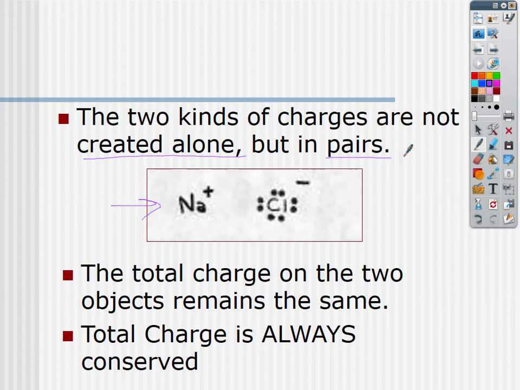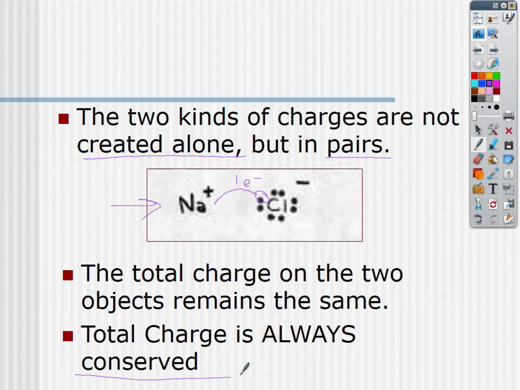So that's why I have the sodium and chlorine right here. The sodium is positive because it gave one of its electrons away to chlorine. When chlorine gained one electron, it became negative, while the sodium must become positive. We basically are saying there is a law that charge must be conserved. We must know where that charge goes.